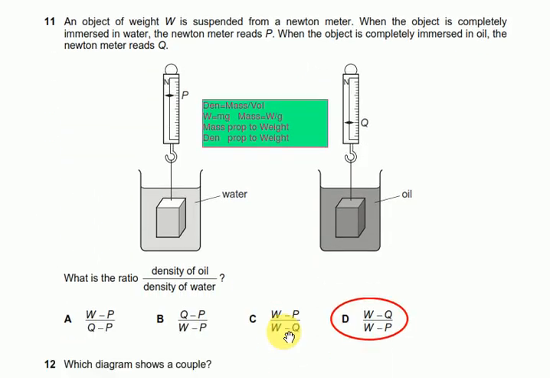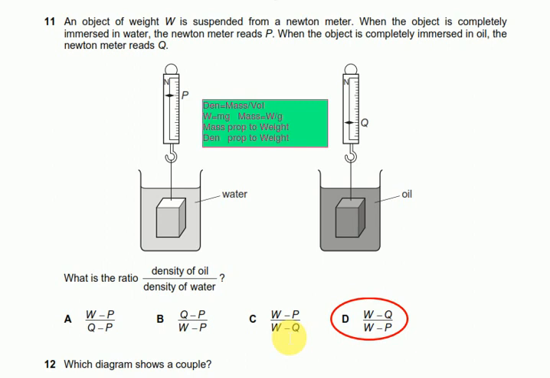Question number 11 says that an object of weight W is suspended from a Newton meter. When the object is completely immersed in water, the Newton meter reads P. When the object is completely immersed in oil, the Newton meter reads Q. So density is basically mass over volume, and weight is mass into gravity. So mass becomes weight over gravity. From here we can deduce that mass is proportional to weight and density is proportional to weight. So if the density increases, the weight increases.